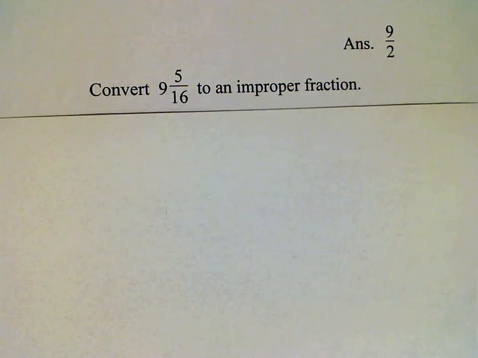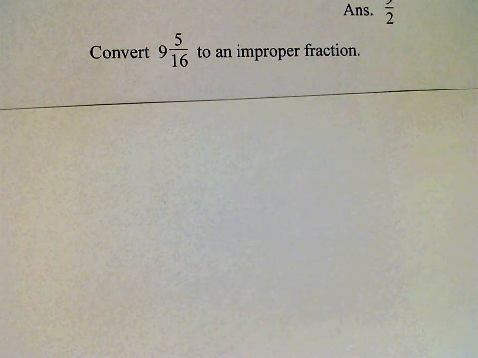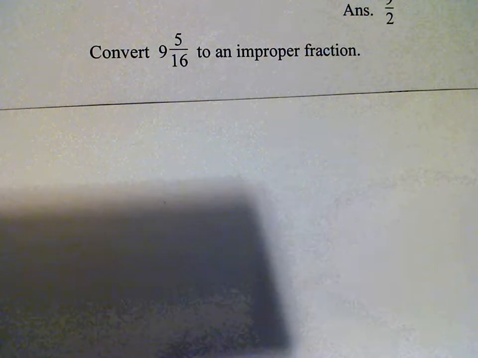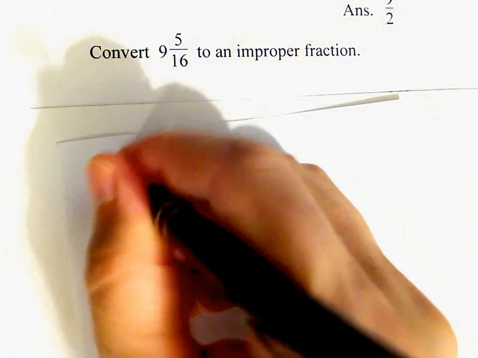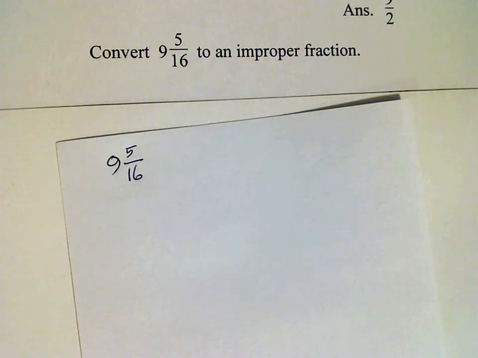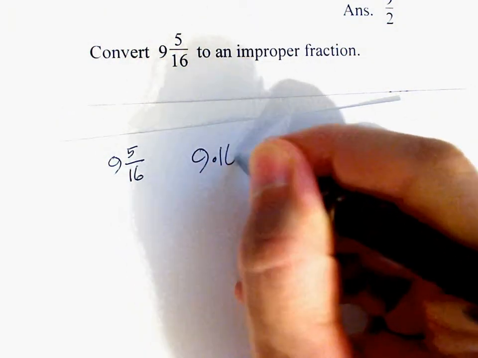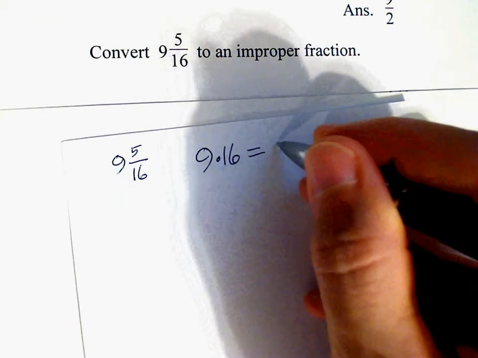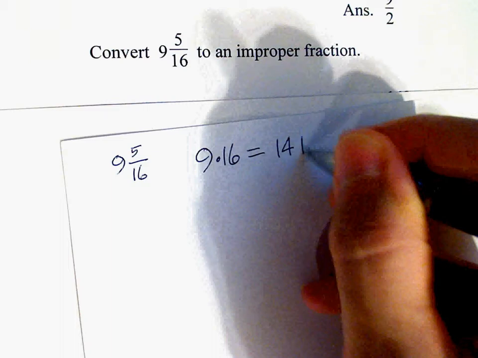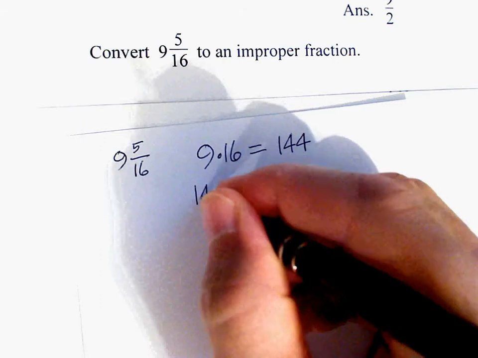We'll do one more example. Convert 9 5/16 to an improper fraction. Okay, so again, the first step is to multiply the whole number part by the denominator. That will tell us how many 16ths are in 9 whole units. 9 times 16, and if you do that on your calculator, you find the answer is 144.